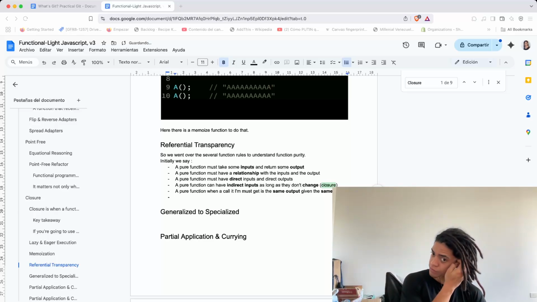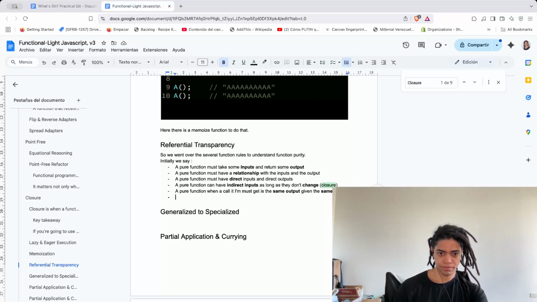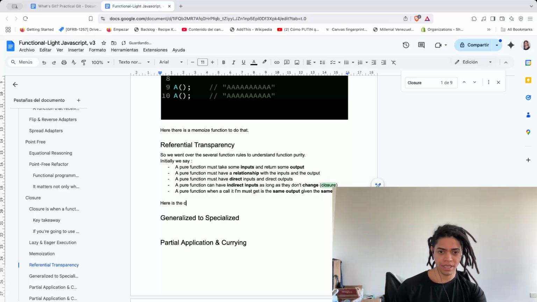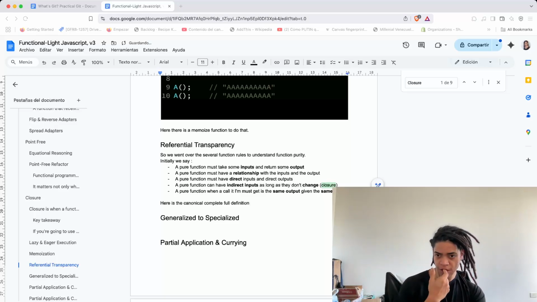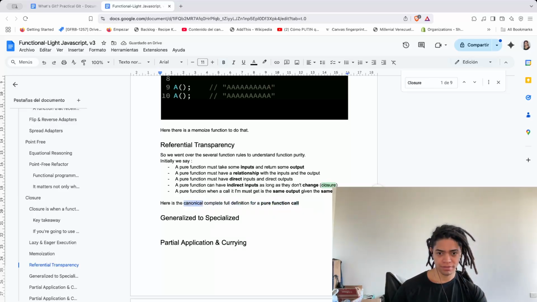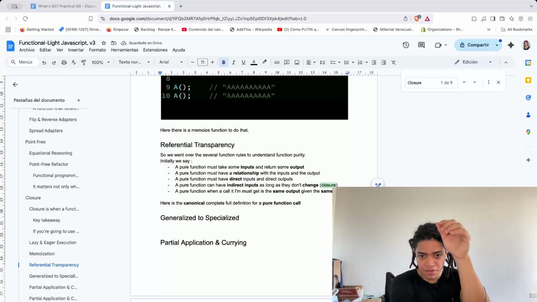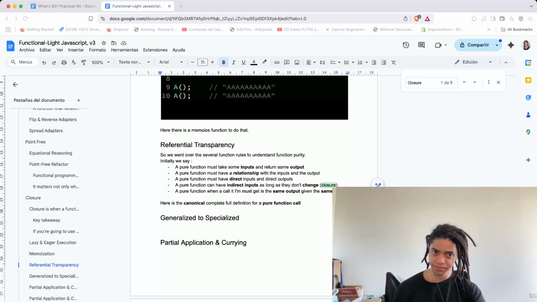Here's the full canonical complete definition for a pure function call, because it's all about this. We're focused on the function call.